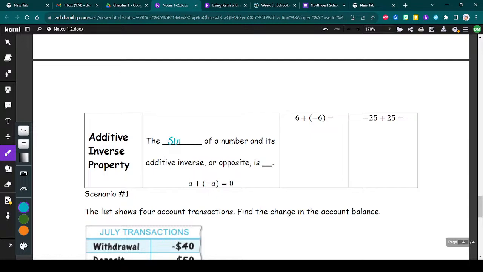The sum of a number and its additive inverse, or opposite, is 0. We can see this in variable form as a number plus its opposite equals 0. So 6 plus negative 6 is 0, and negative 25 plus 25 is 0.